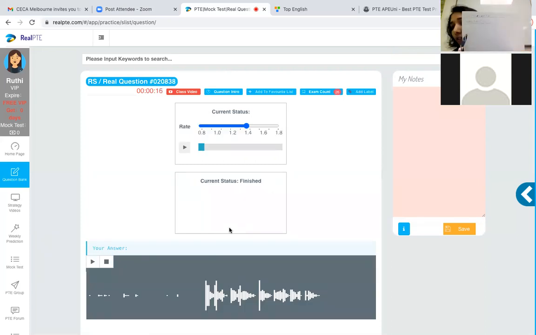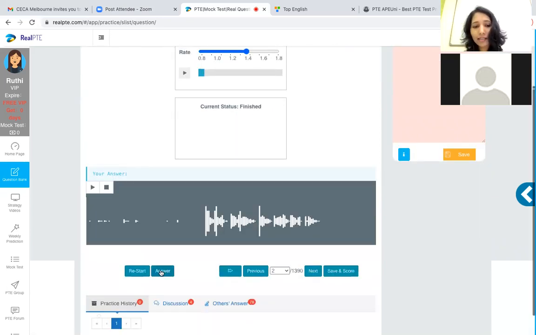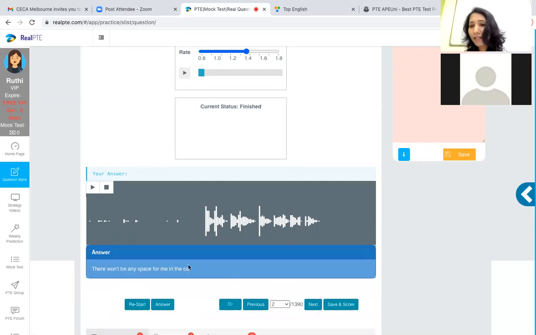So I take down the initial letters. There won't be any space for me in the car. And I repeat it. So let's look at the answer. There won't be any space for me in the car. So listen, take down initials, and repeat.